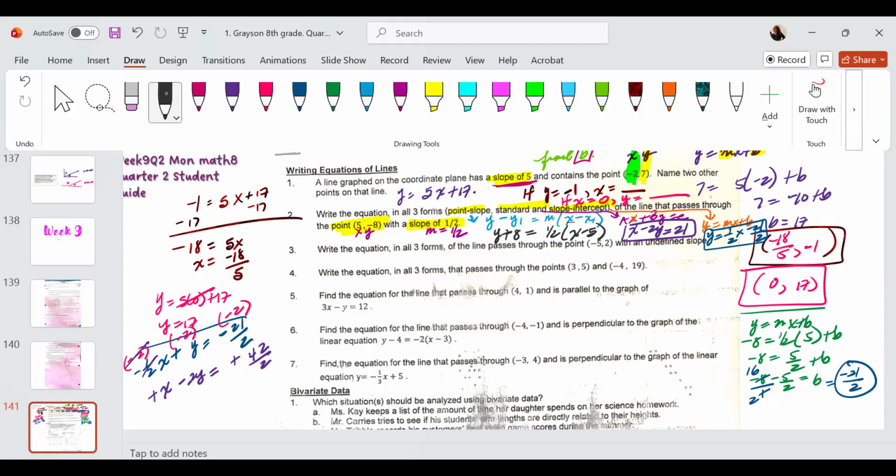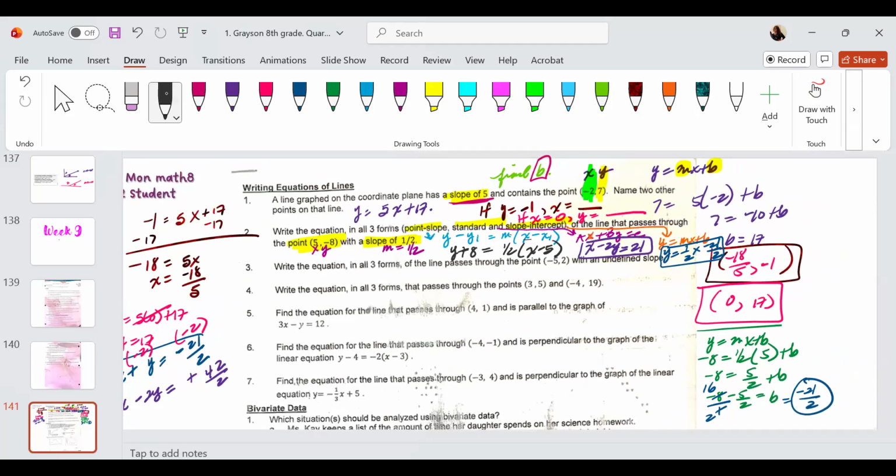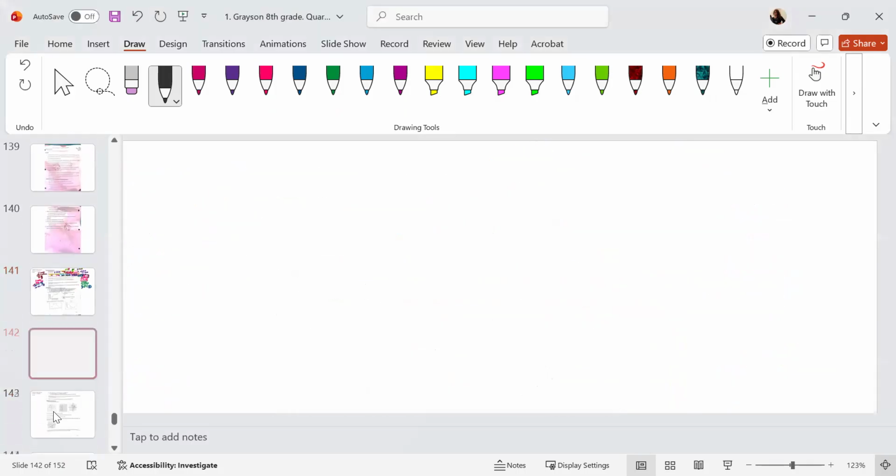Ready to move on? Next question, number 3. It's right there. The black one right here. Yeah. Okay, next question, number 3. Do you have that? Okay, that's fine. Move on.